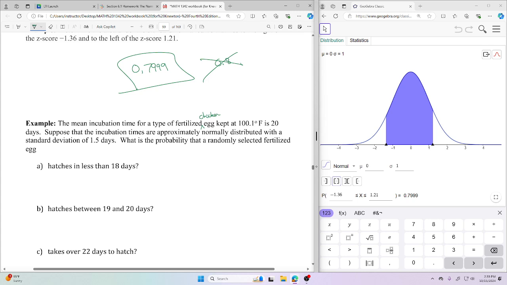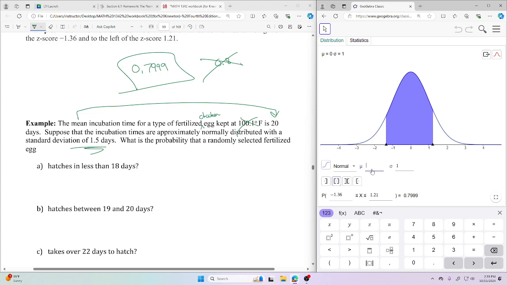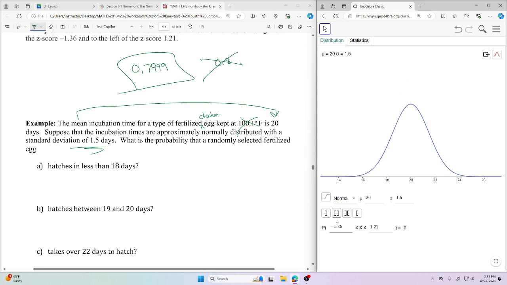So notice that it says the mean is 20 days. This temperature thing has nothing to do with anything else. Standard deviation of 1.5 days. So hatches in less than 18, and so on. I'm just going to put it in here. Put it into GeoGebra. And that's where we get the answers.